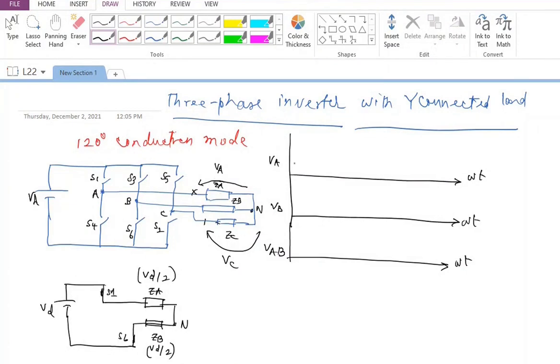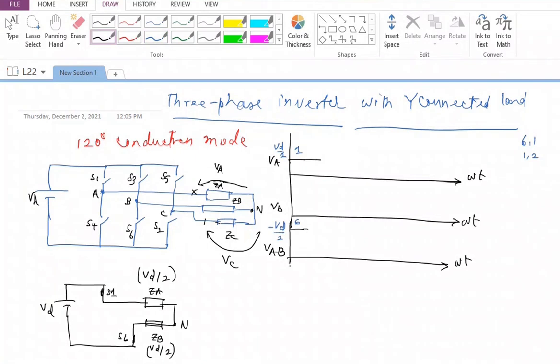So if I look at what is VA, that will be positive VD by 2, and my VB is going to be minus VD by 2. Okay, so this is the way I'm going to have my voltage. So let me write this magnitude as VD by 2, and this also as minus VD by 2. So this is 1 conducting and this is 6 conducting. So after 6 and 1, I have to have 1 and 2. So when 1 and 2 are conducting, I am going to have 1 continuing like this further.